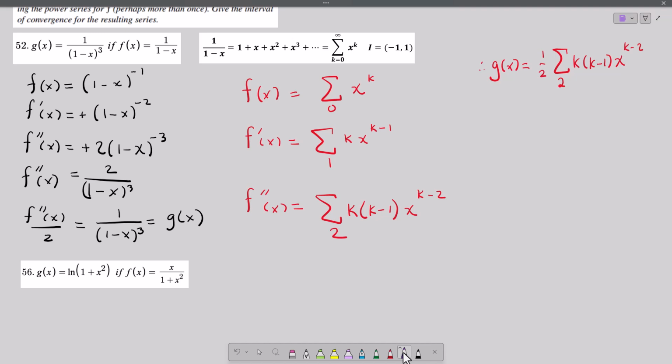We plug in -1. So we come over here. So we're going to test the endpoints. So x equals -1. We plug that in here. And it has the 1/2 out in front. We know that constants don't change convergence or divergence. You can put the 1/2 or leave the 1/2 off. It doesn't matter. So I'm going to ignore the 1/2 and look at this. So I'm plugging in -1 raised to the k minus 2. So we need to know, does that series converge or diverge?